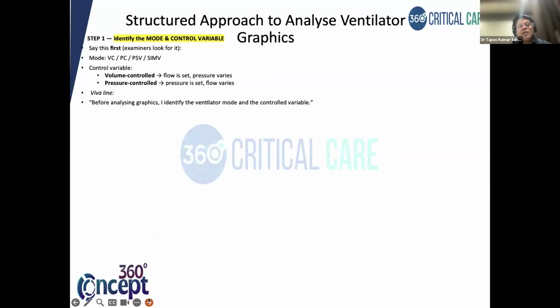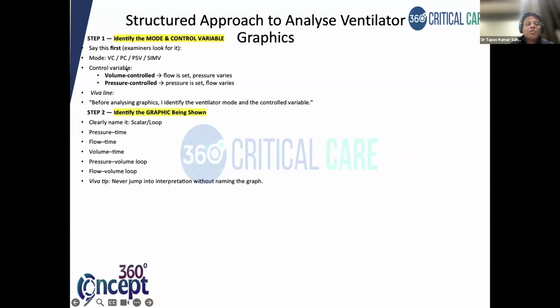Control variables, I have already told you how you will distinguish between volume control and pressure control. In volume control, flow is set, pressure varies. In pressure control, pressure is set, flow varies. And in the viva, always before analyzing the graphics, you will say that I will be identifying the ventilator mode and the control variable. The ventilator mode, I have already told you, and the control variable is between volume control or pressure control.